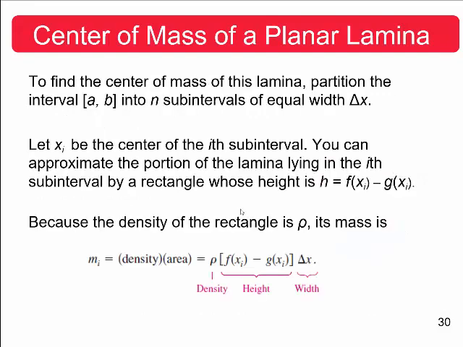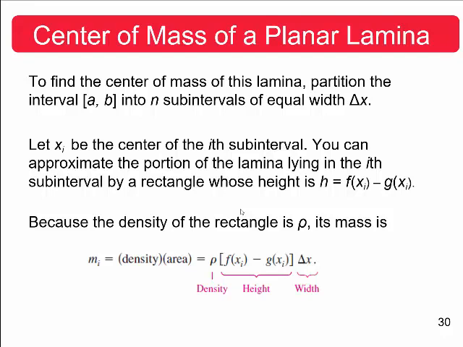Okay, so then going forward, to find the center of mass of this, partition the interval a to b into n subintervals of equal width delta x. Let x sub i be the center of the ith subinterval. So you can approximate the portion of the lamina lying in the ith subinterval by a rectangle, obviously, whose height is the difference of those two functions.